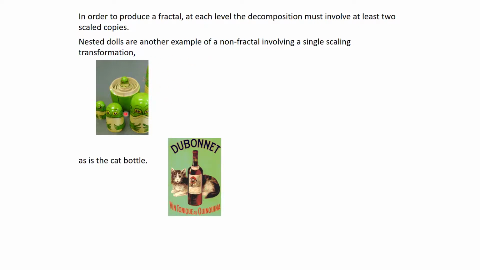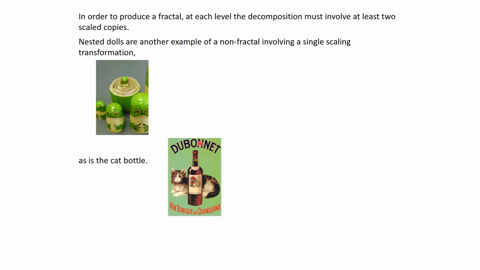That is not an example of a fractal. So nested dolls are another example of a non-fractal involving a single scaling transformation. So dolls within dolls, or a box within a box and within a box, is not an example of a fractal. Similarly, there is an advertisement of a French wine, probably.